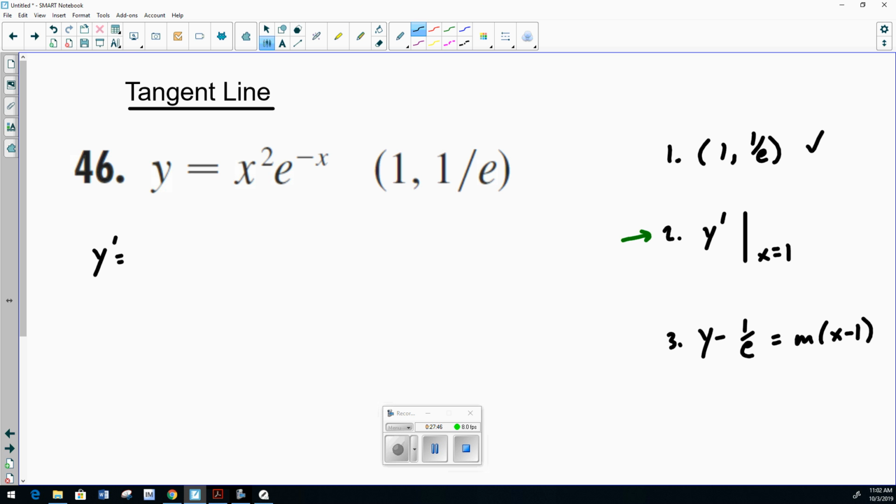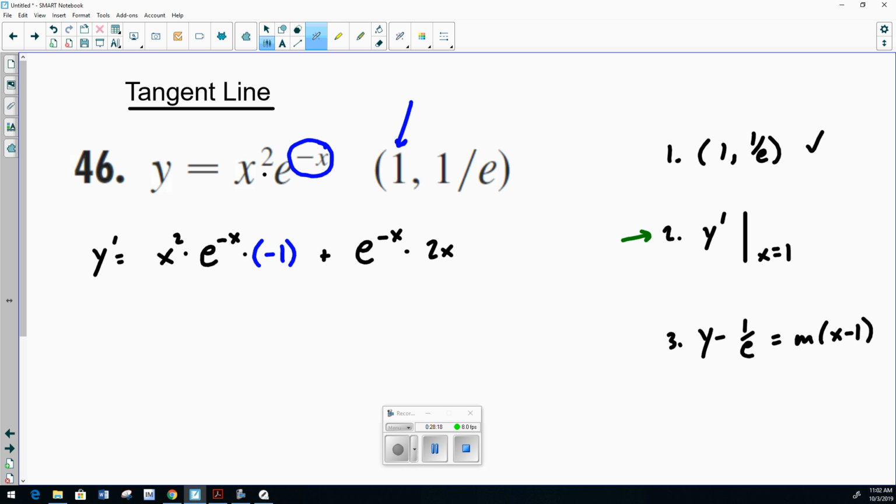So y prime at 1 is 1 squared times e to the negative 1 plus e to the negative 1 times 2. This is going to give me a negative 1 over e plus a 2 over e. Would you agree these two fractions have a common denominator, right? So I can get this. That's going to get rolled into my slope.